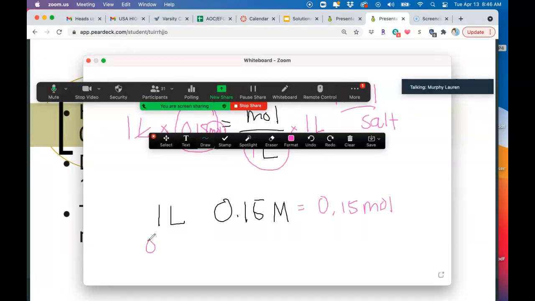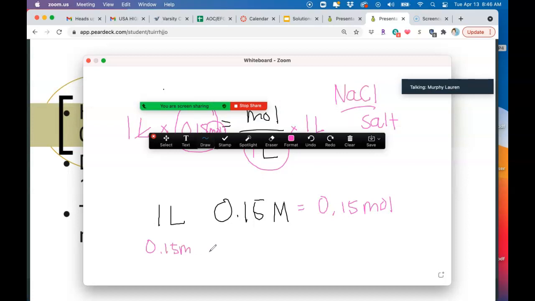So this is 0.15 moles of sodium chloride. How do you turn moles into grams? You use the molar mass from the periodic table. For every 1 mole of sodium chloride, it's 58.44 grams. A sodium plus a chlorine, this is what it adds up to. So let's calculate that out. So what does that equal?